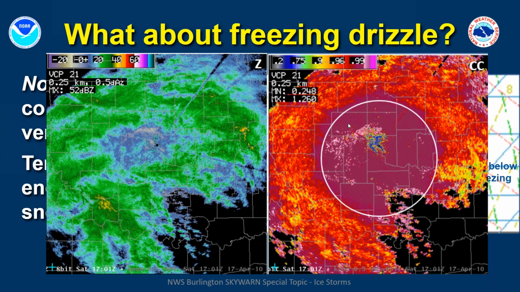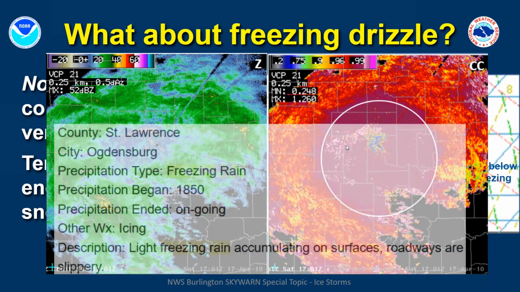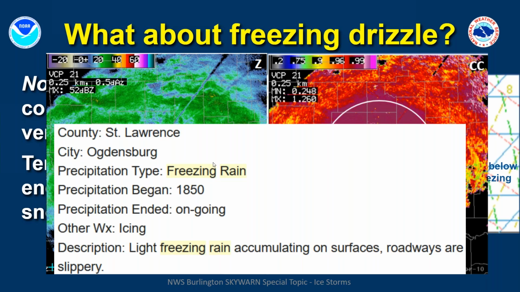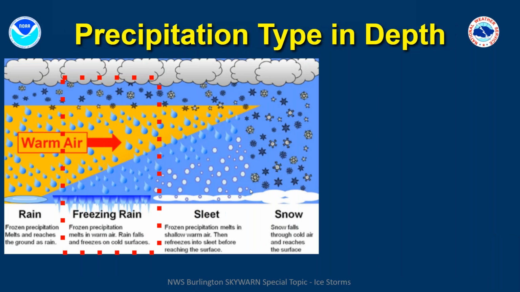So with that in mind, in this case, in the circled area, we would look for potential for freezing drizzle. And in that event in early January of this previous winter, we indeed got ground truth from a spotter who indicated that in Ogdensburg, during the afternoon hours, there was light freezing rain accumulating on surfaces, and roadways, therefore, were slippery. So freezing drizzle is definitely something we want to pay attention to, even though it's not truly an ice storm.